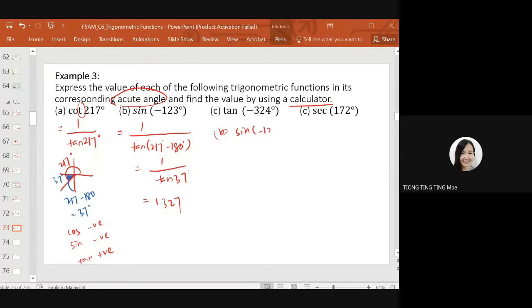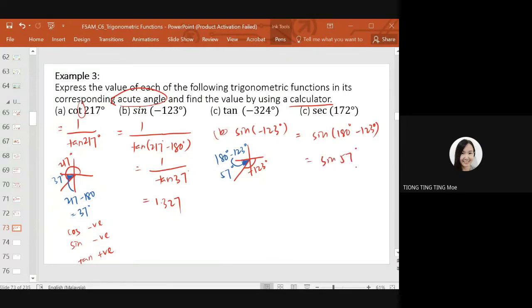Sine of negative 123 degrees. Okay, we have to draw. We just draw negative 123 here, negative 123 degrees. So somewhere here. Then your reference angle, your basic angle, is 180 minus 123, so it's 57 degrees. Yes, 57 degrees. So sin of negative 123 equals sin of 180 minus 123, which is sin 57.